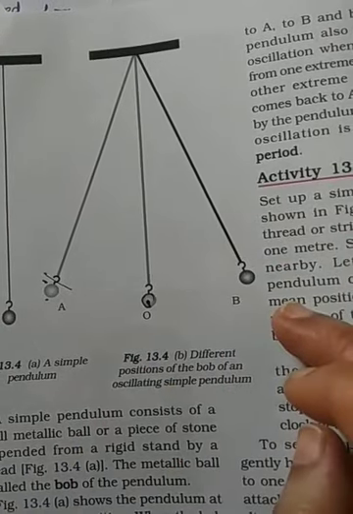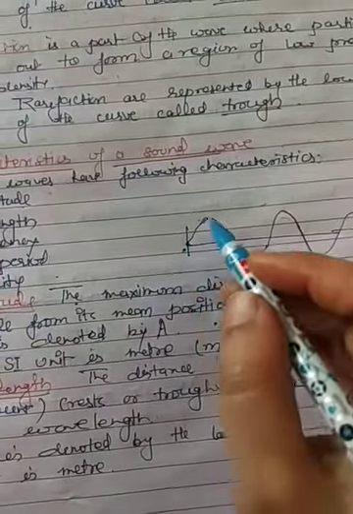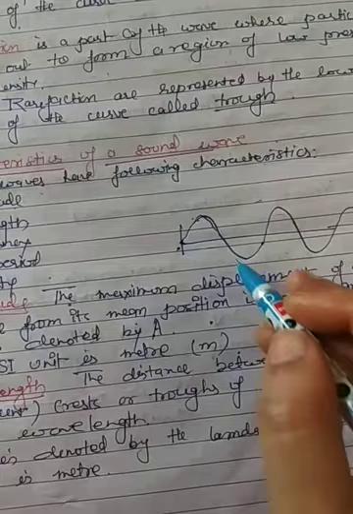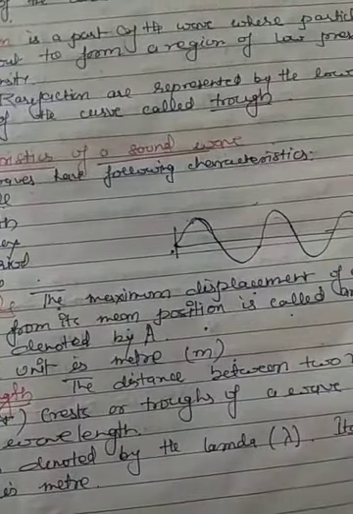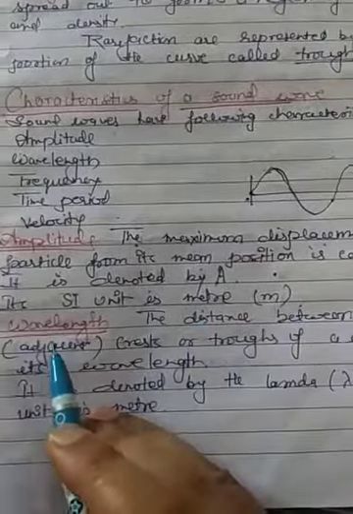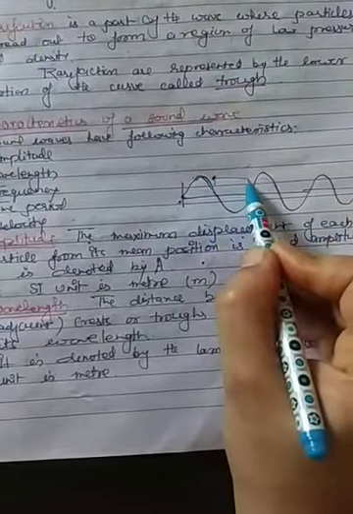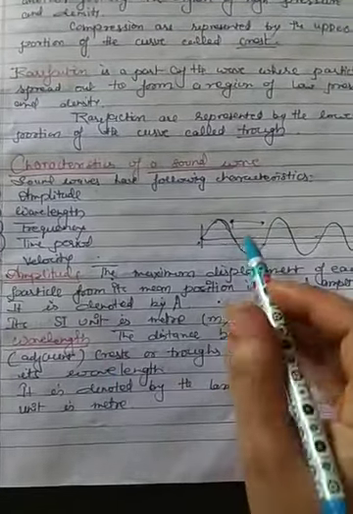amplitude. Okay. Or in the sound case, we can say it can be defined as the maximum height reached by the trough and crest. Trough and crest is called amplitude. Okay. Next is wavelength. The distance between two nearest crests or troughs.